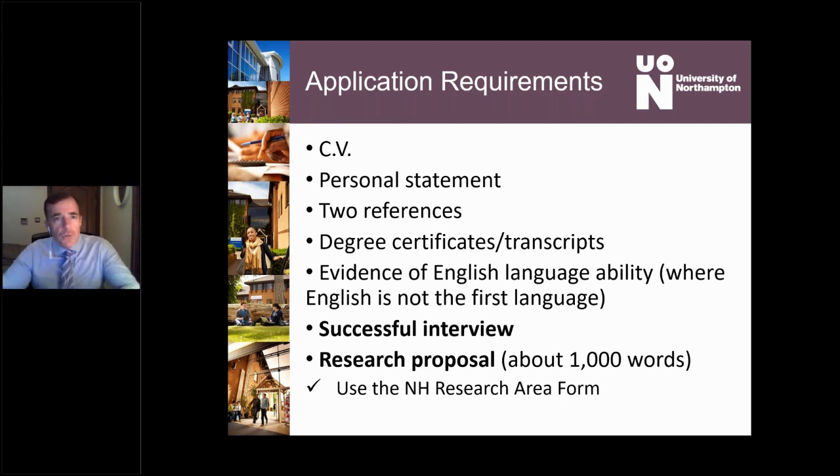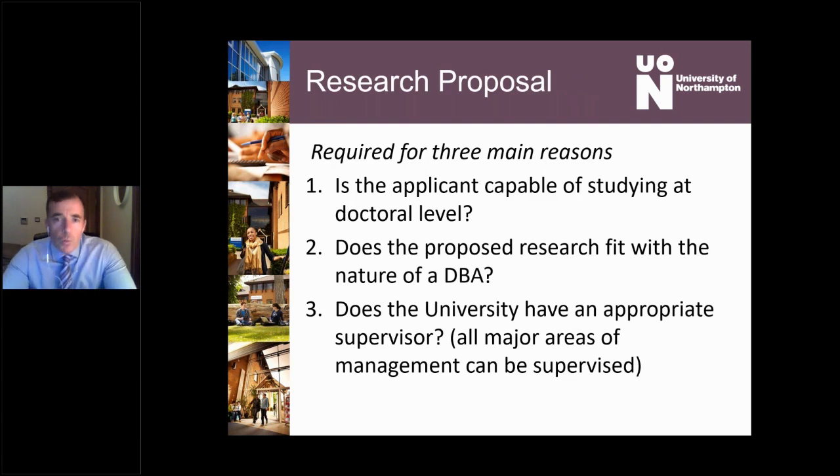As I said, just a few other tips on the research proposal. Why is it required? Well, three main reasons. Firstly, is the applicant capable of studying at doctoral level? It's not an easy thing, and I'm not going to tell you that it is. It's a big step up from a master's level. Getting to the end of it is a massive achievement. But being completely honest, it's not easy, and I don't think you'd expect it to be. So the applicant must be capable of studying at doctoral level.